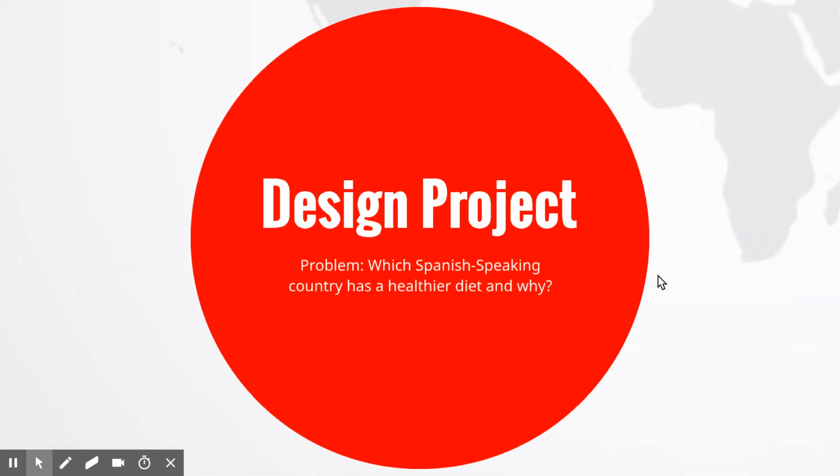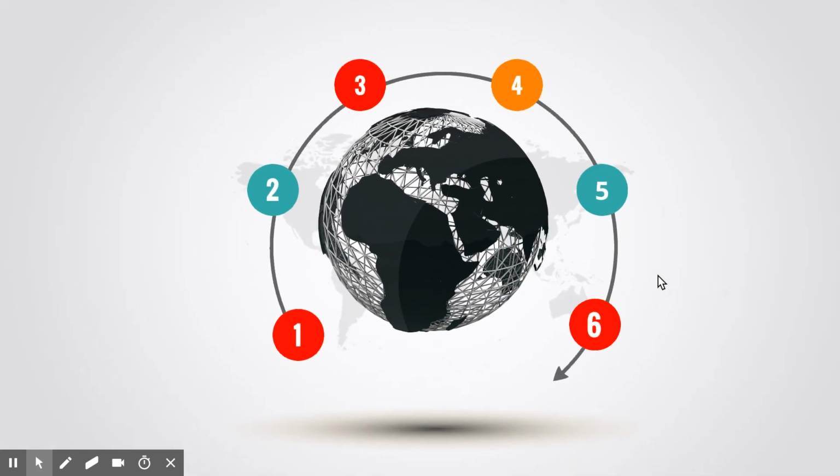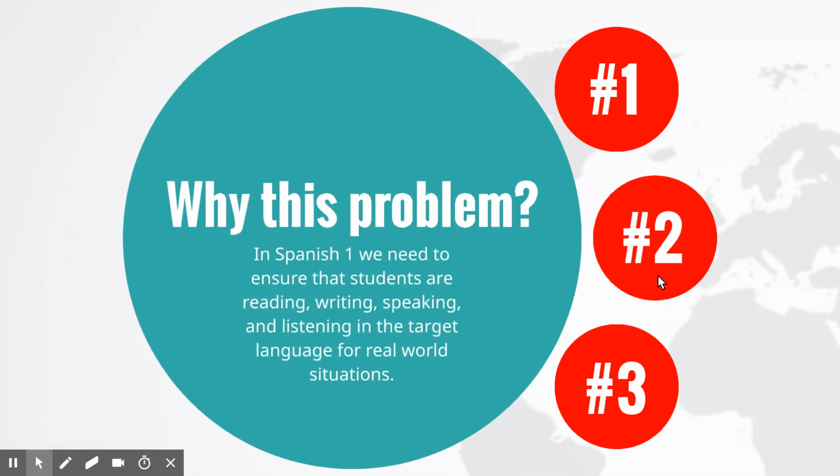So, my design project is going to answer the question or solve the problem: which Spanish speaking country has a healthier diet and why? And so, when we look at why we chose this problem in Spanish 1, we need to ensure that students are reading, writing, speaking, listening, in the target language for real world situations.